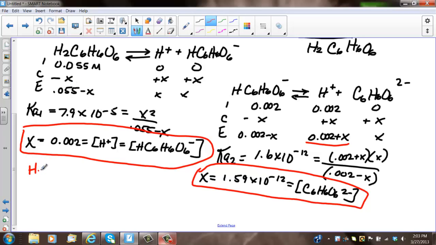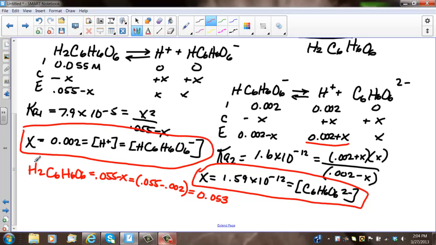Let's start. We got H2C6H6O6. That's going to be equal to 0.055 minus x. And x in this case up here was 0.002. So that's equal to 0.055 minus 0.002, which is going to give us 0.053. So that's that one.